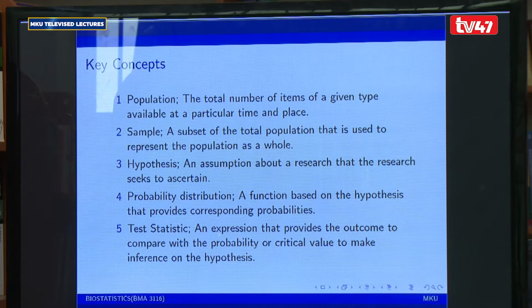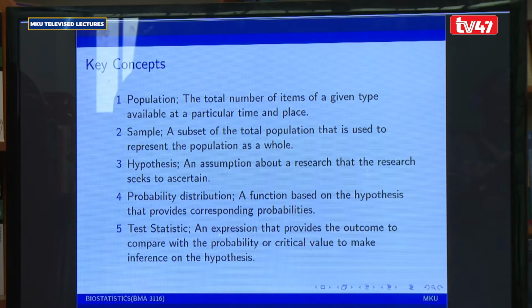A sample is a smaller section of the population that is of interest to the researcher and will be used to represent the population as a whole. You can consider this A, B, C, D, E to be a set representing elements in a certain population. But then it could be difficult for us to get every member of this set.